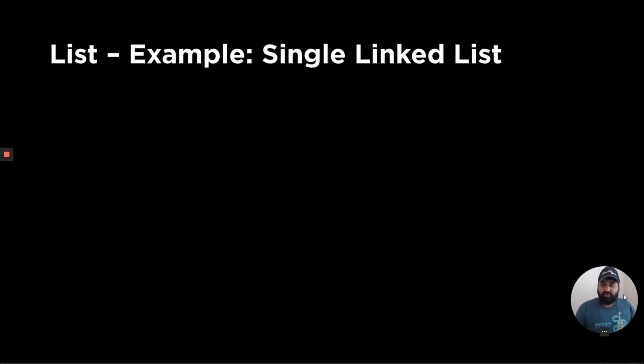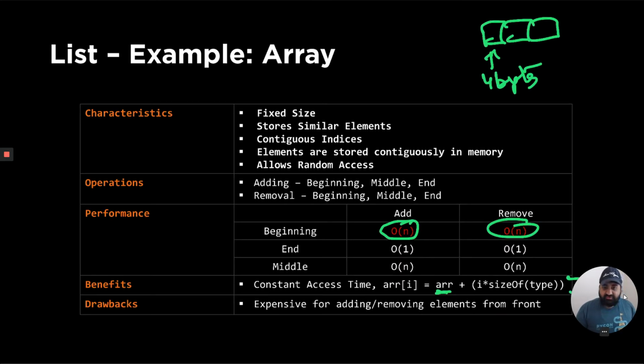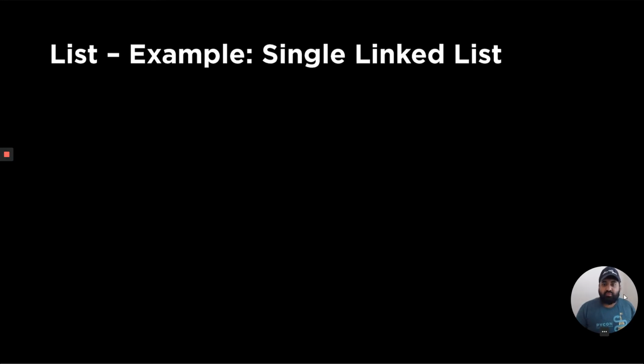In the previous video, we saw one implementation of the list ADT, which was the array. We also saw that arrays don't work well when we are trying to add or remove elements in the front. So now let's try to overcome that problem with a different way of implementing the list, which is a single linked list.